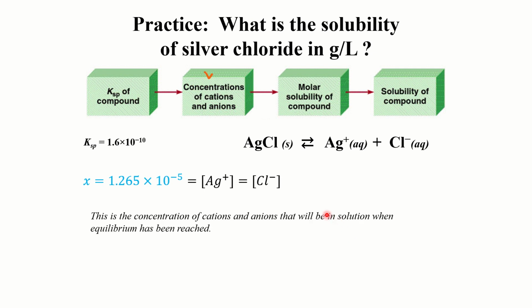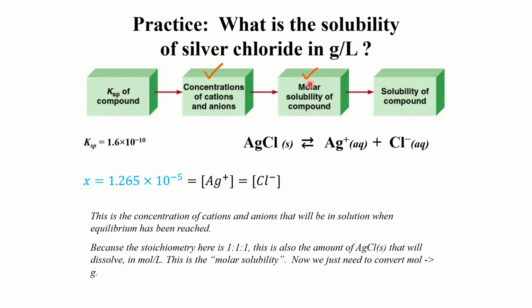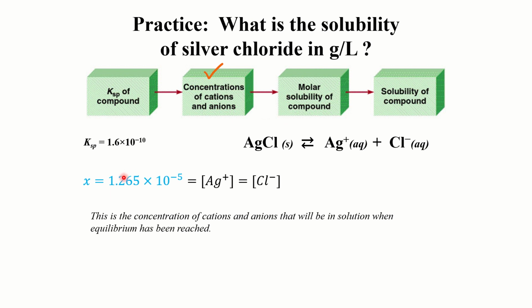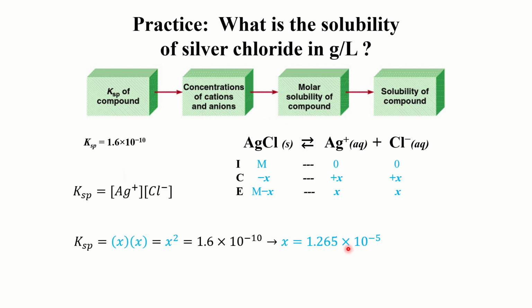Now, it's important to note here that whatever you find x to be, whatever x is equal to, this is the molar solubility of the compound. We will see examples of problems where you might have 3 Ca2+ and 2 PO4 minus, for example. The concentrations of the ions is not the molar solubility. Whatever the x value is, is the molar solubility of the compound. Basically, that's how much of the solid dissolves in moles.